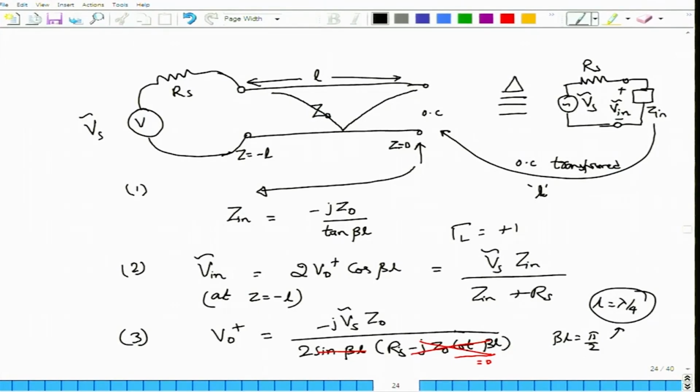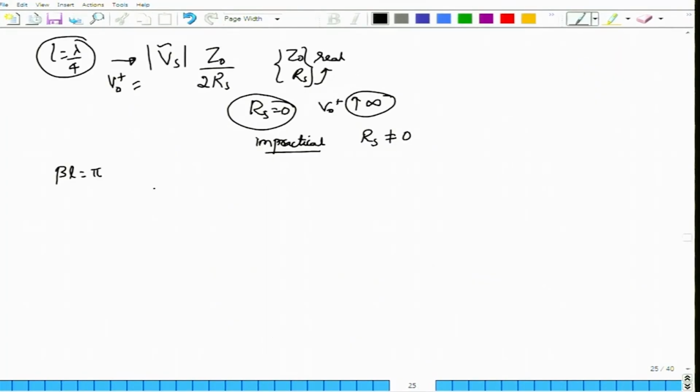So, when you expand it through the brackets, open up the bracket and expand it, this term will go to 0, this term will go to 0, this term will go to 1, and what you get, again verify this case, is that the magnitude of V0 plus would be magnitude of Vs divided by 2. Okay. So, you see again that there are no infinities.